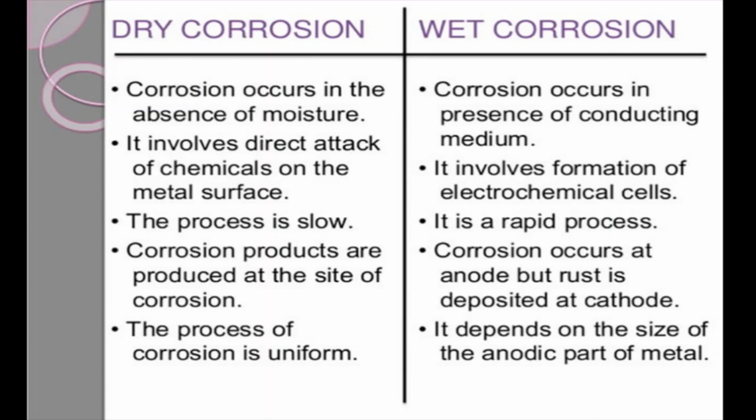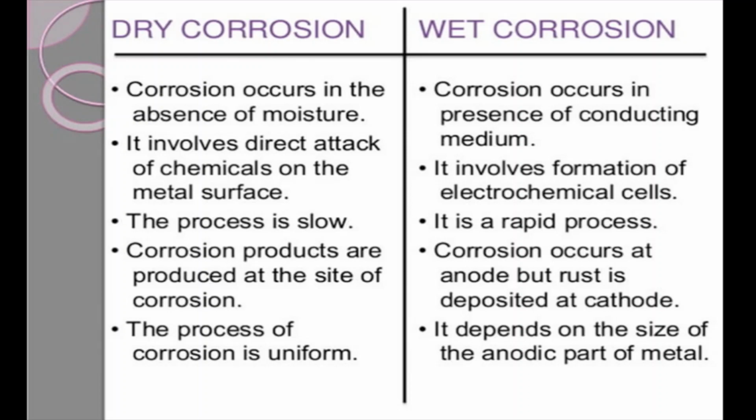Lastly, we have a comparative chart between dry corrosion and wet corrosion. What is dry corrosion? What is wet corrosion? What is the significance? What are the properties and examples? First, corrosion occurs in the absence of moisture in dry corrosion, whereas it occurs in the presence of a conducting medium like electrolyte. Secondly, it involves direct attack of chemicals on the metal surface, whereas wet corrosion involves formation of electrochemical cells. Thirdly, the process is slow for dry corrosion, whereas in wet corrosion the process is rapid.